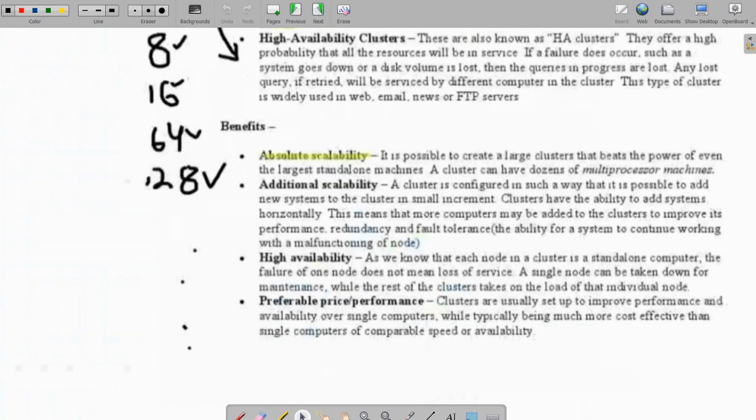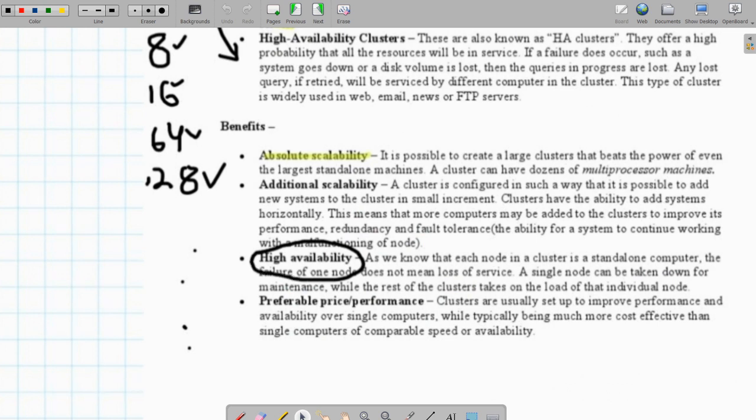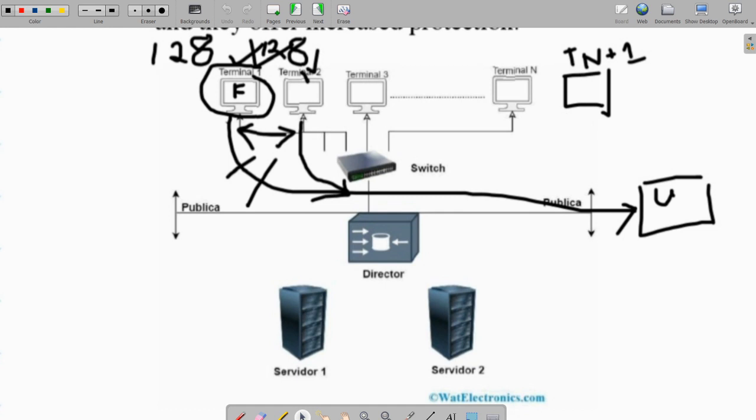So a single node can be taken down for maintenance while the rest of the cluster takes on the load of that individual node. This is, in my opinion, the highest benefit of this cluster computer architecture. You don't need to turn off your entire system for maintenance. As you know, maintenance cost in terms of time, in terms of money, is huge. You don't need to disrupt your service for maintenance purposes, because whatever computational service a particular node is going to offer can be served by other nodes, while you maintain terminal 1.